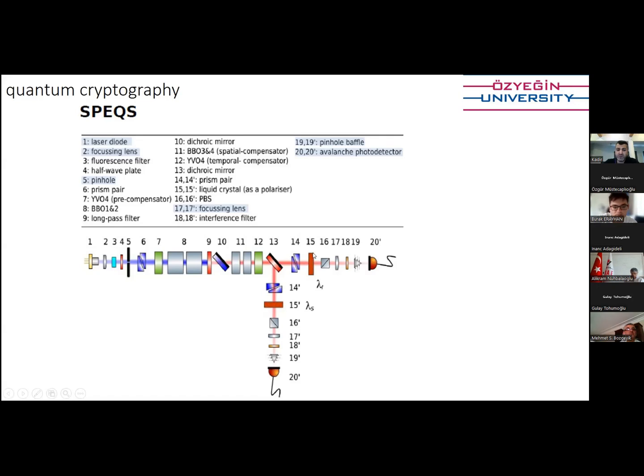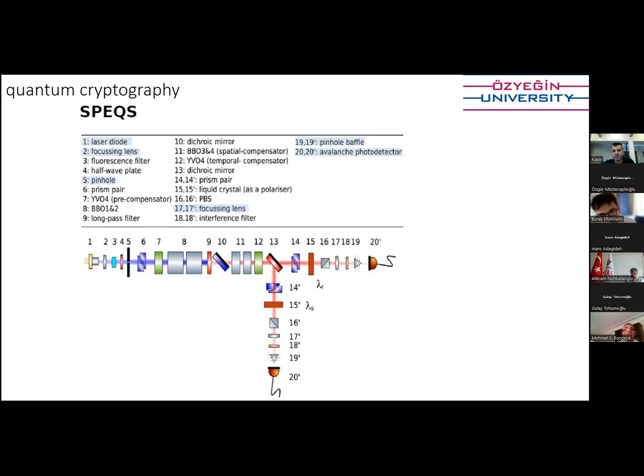By the way, the number 15 here is the liquid crystal polarizers, because polarizers, we just rotate them by hand in the lab. But if you want to do this experiment in space, you cannot change the polarization by hand. You can put a step motor to rotate it, but that is not efficient because a step motor does not have high accuracy and it has hysteresis.